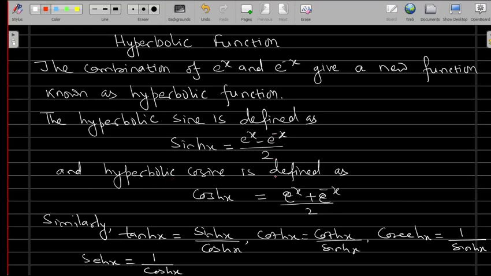The hyperbolic cosine is defined as cosh x equals (e to the power x plus e to the power minus x) by 2. Similarly, tanh x is sinh x by cosh x. Coth x is cosh x by sinh x. Cosech is 1 by sinh, sech is 1 by cosh, and so on.